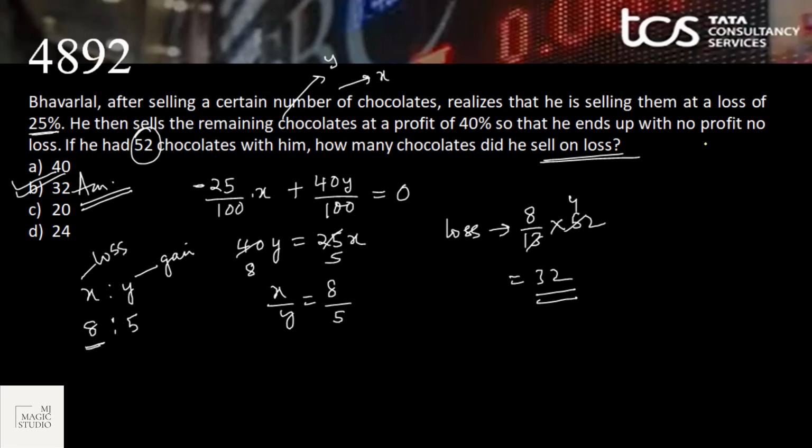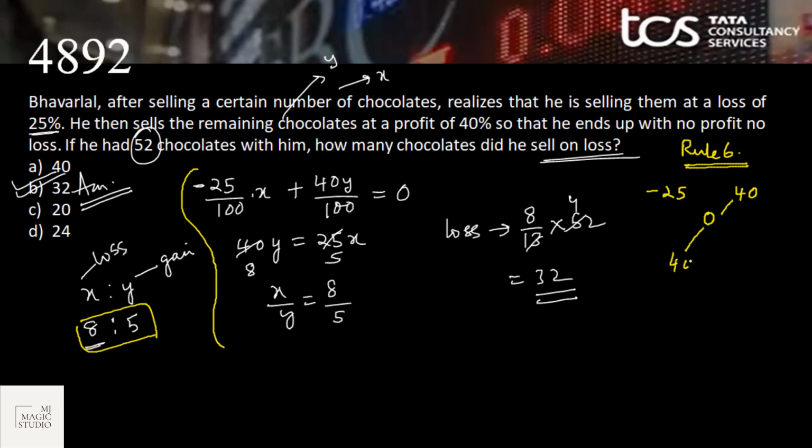Now yes, you are correct. We can also use rule 6. Rule 6 is the jungle rule, the butterfly diagram, and we can find this ratio without this hurdle. Loss of 25% on one part, gain of 40% on the other part, and the overall profit is 0. Distance between 0 and 40 is 40. Distance between 0 and 25 is 25. Ratio is 8:5. That's it.